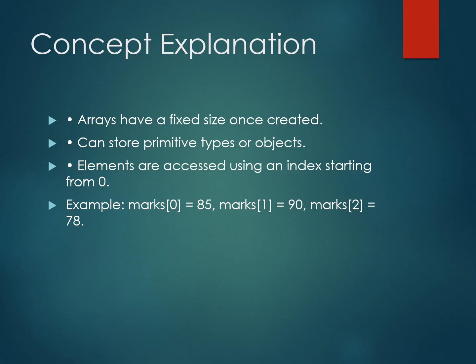For example, if we store marks as 85, 90, 78, then marks[0] gives 85, marks[1] gives 90, and marks[2] gives 78. This makes it easy to loop through arrays and process multiple values quickly.